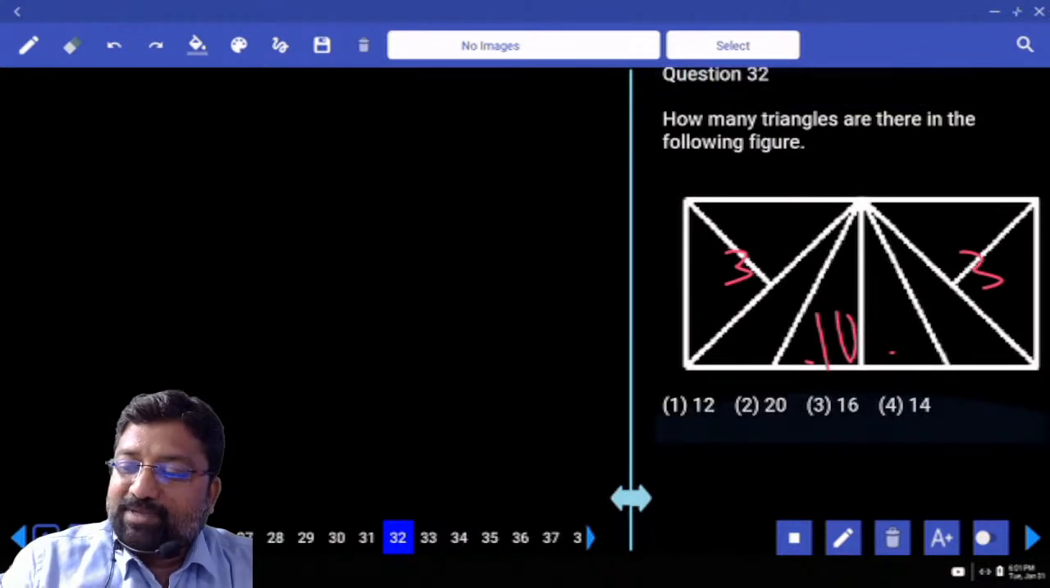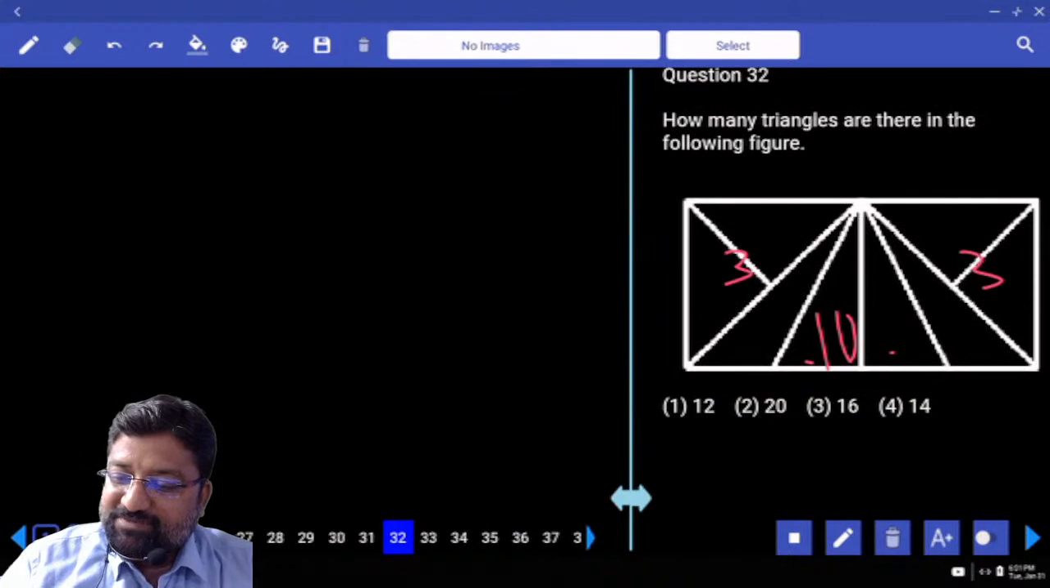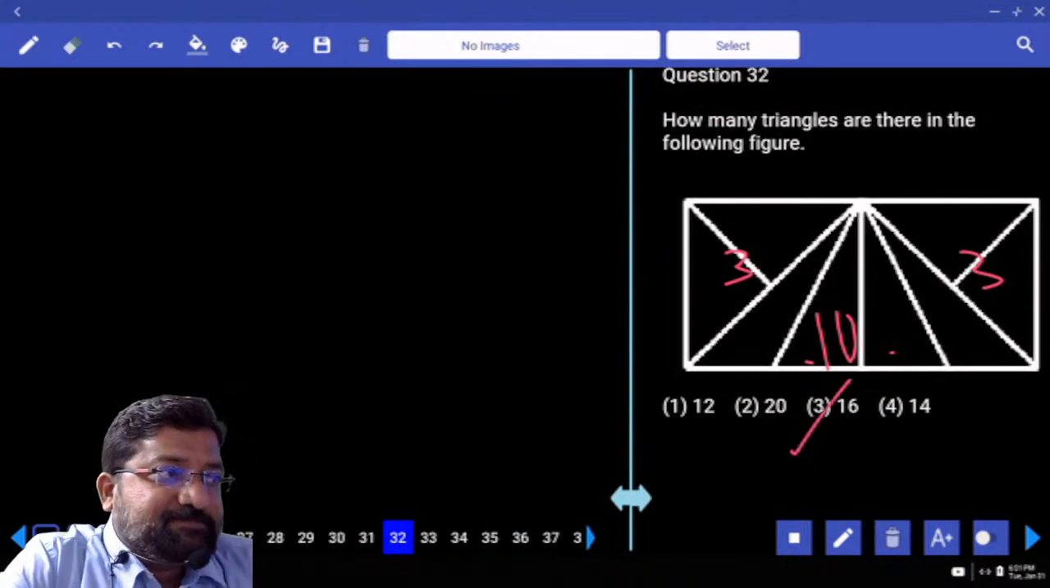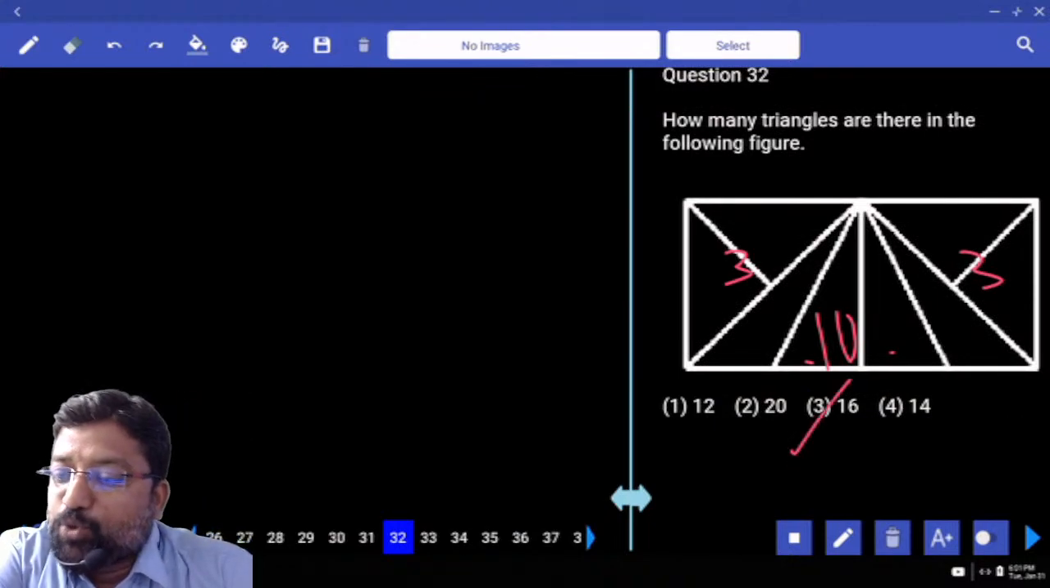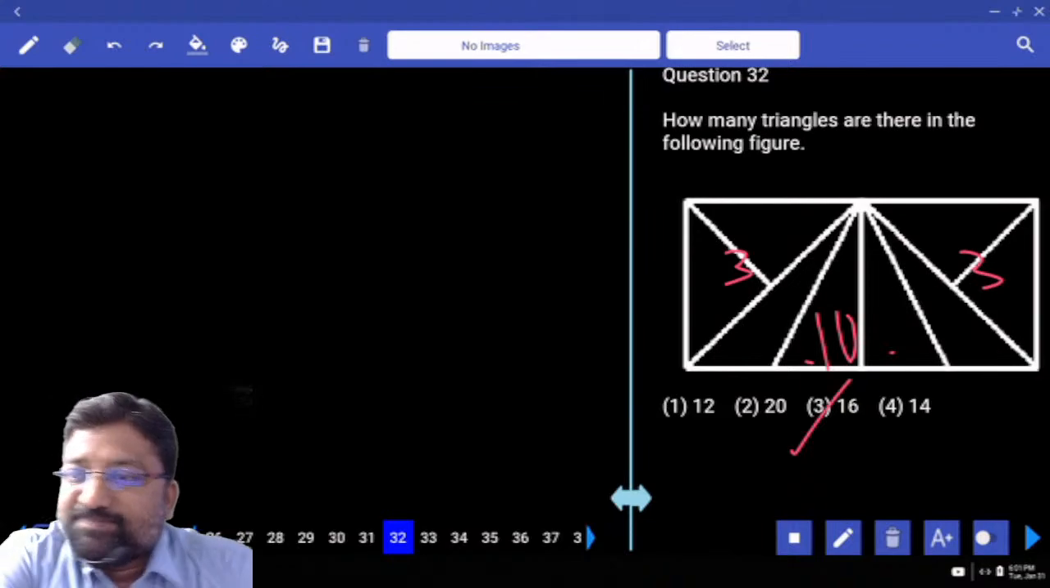10 plus 3 plus 3. How much is the answer? 16. Do you have 16 in the options? Yes. Is there anything else other than this? No. Clear?